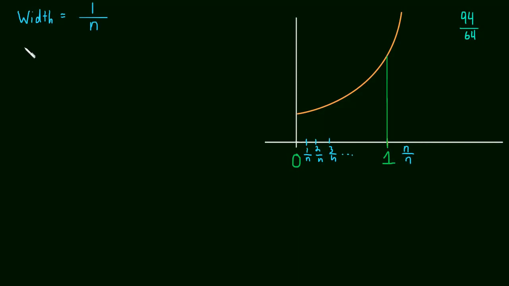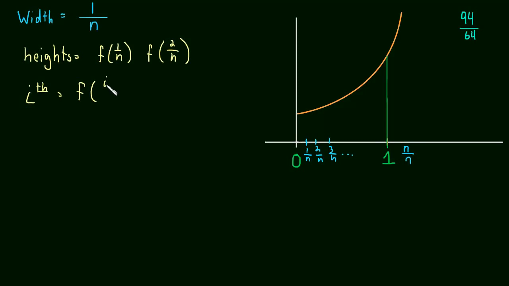Now what about the height? The heights of the rectangles. Well, the heights are just going to be f of 1 over n for the first rectangle, f of 2 over n for the second rectangle. So this is what we really stressed in the last video. The height of the ith rectangle is going to be f of i over n. So if you didn't watch the last video, quick recap, if you want the height of the first rectangle, you just plug 1 in for i, and you get f of 1 over n. If you want the height of the third rectangle, you plug in 3 for i, and you get f of 3 over n. That will give you the correct height for the third rectangle.